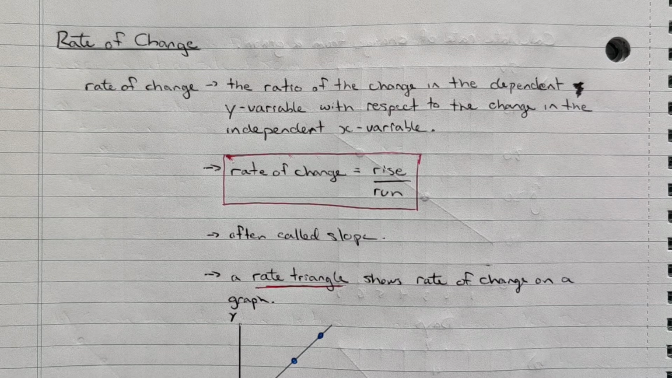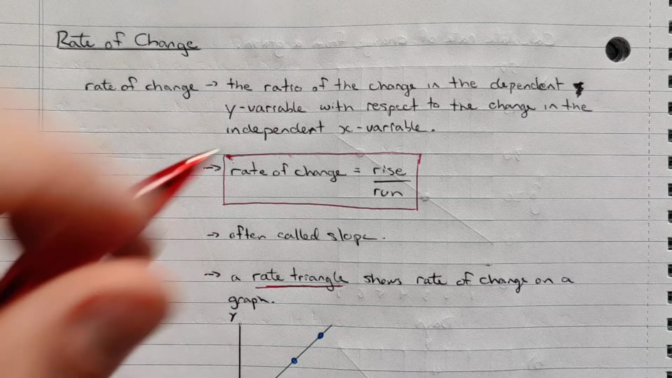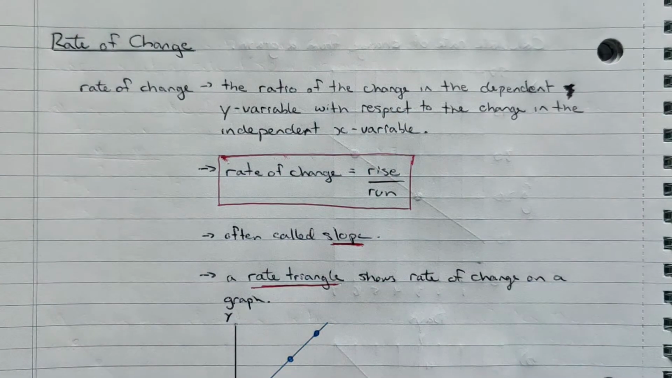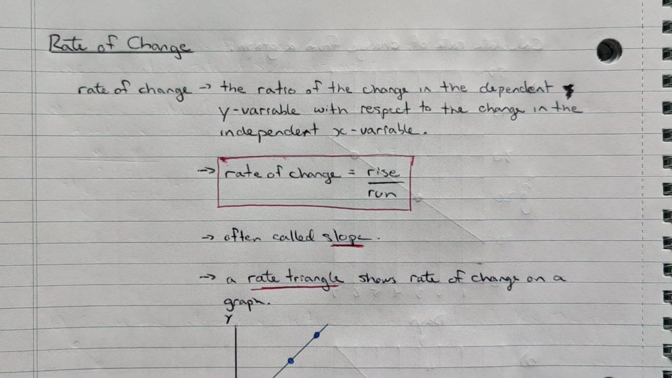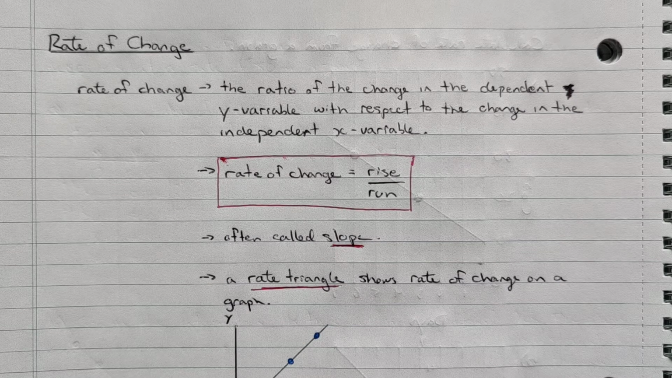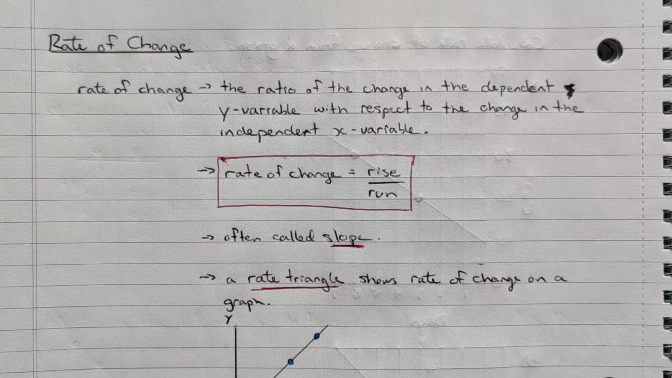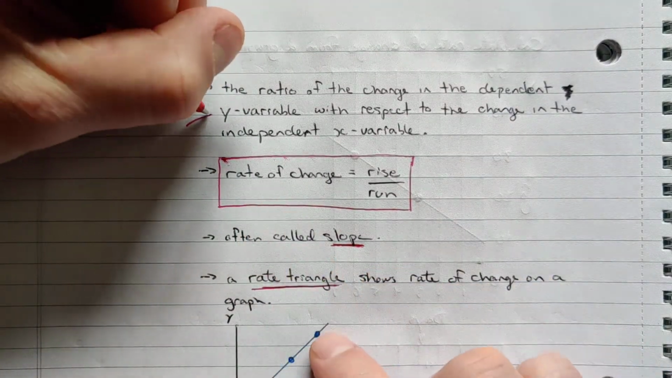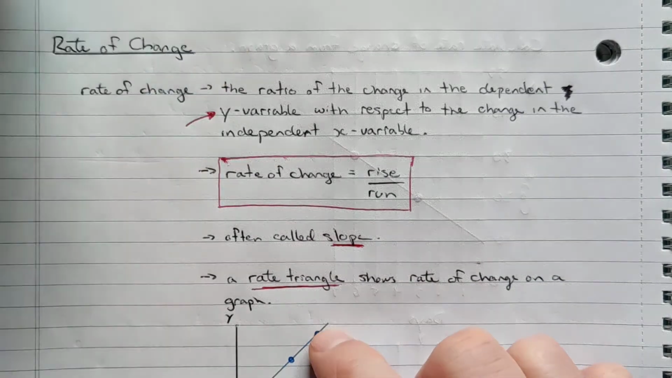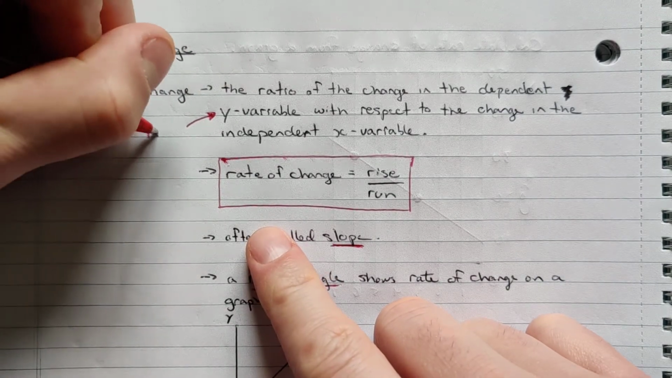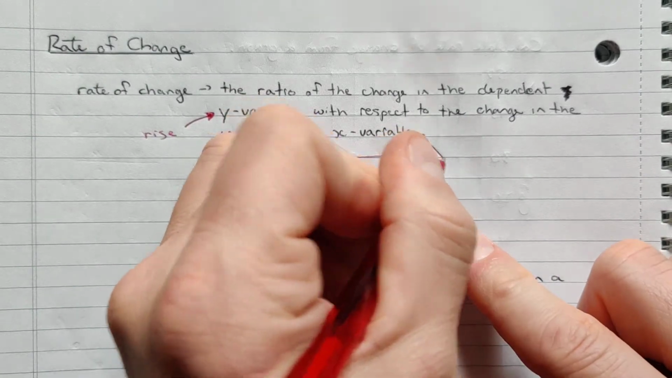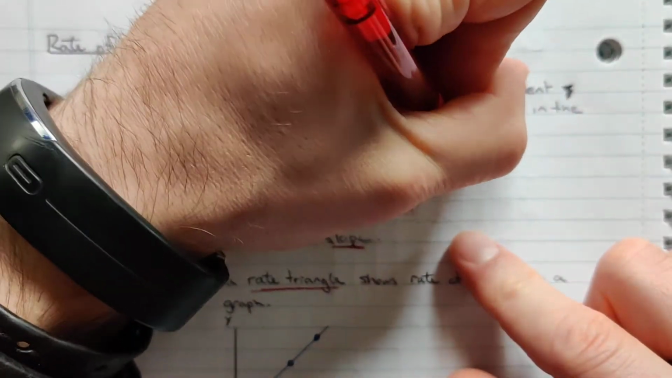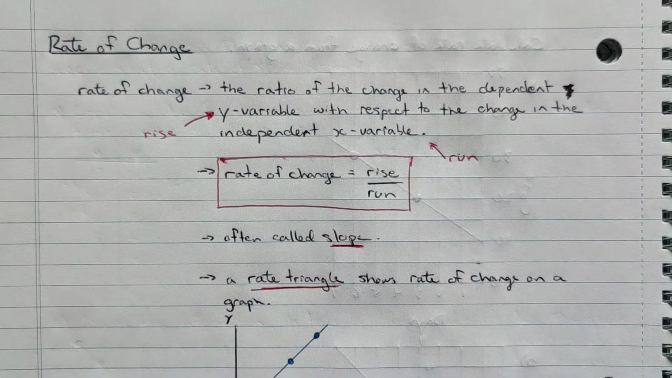This is often called the slope. So we often use the term slope when we're working with this. The activity sheets I have don't just, I believe, use rate of change only, but oftentimes your teachers will call it the slope as well. Just to note, this y variable here, the change in y variable, that's going to be the rise. The change in x variable, that's going to be our run when we're relating them.